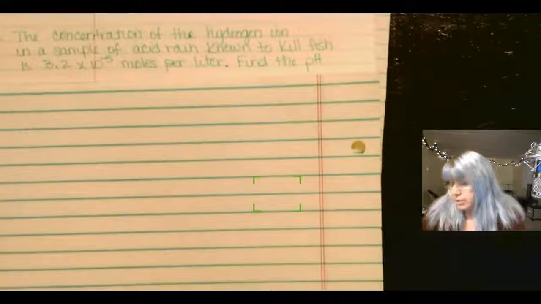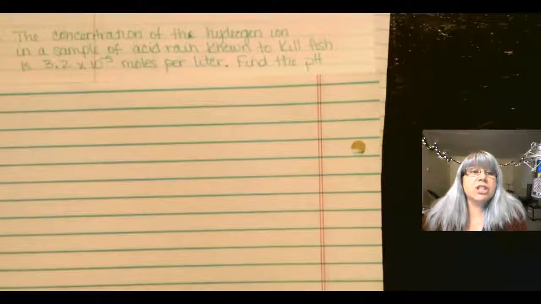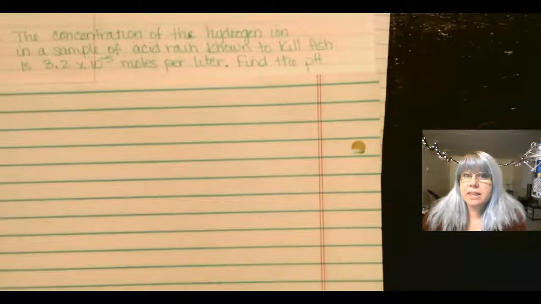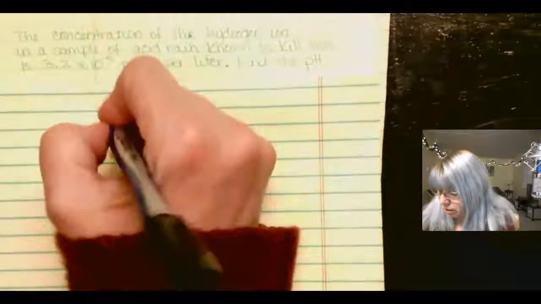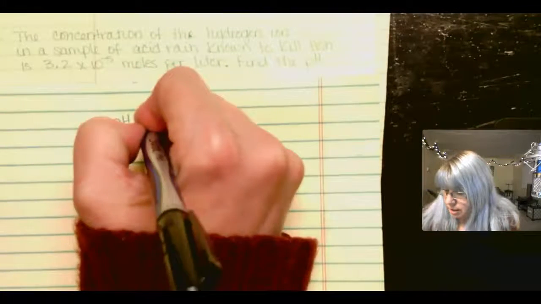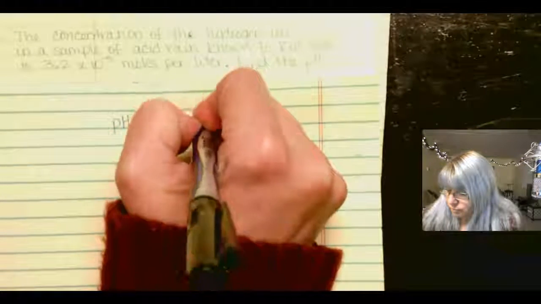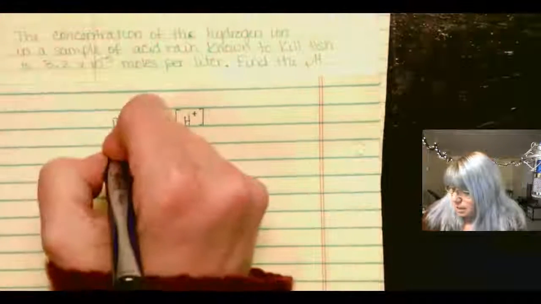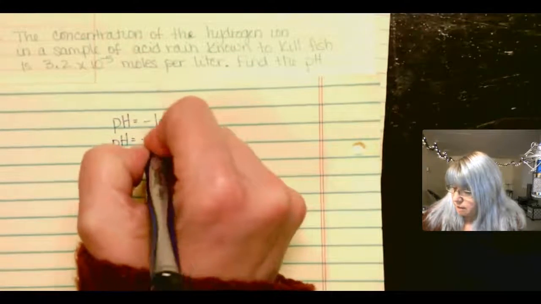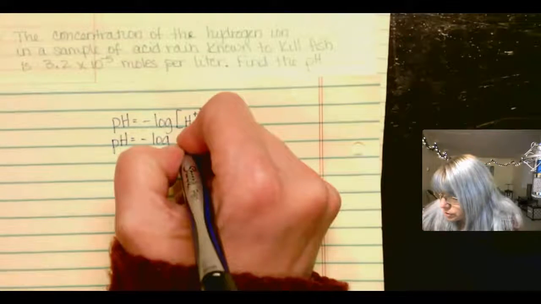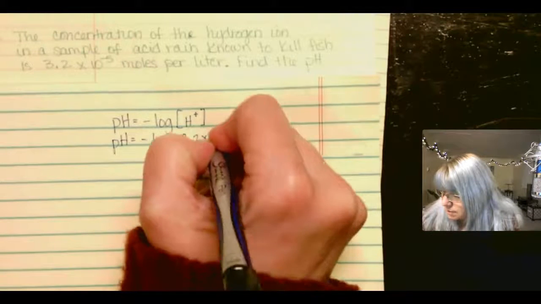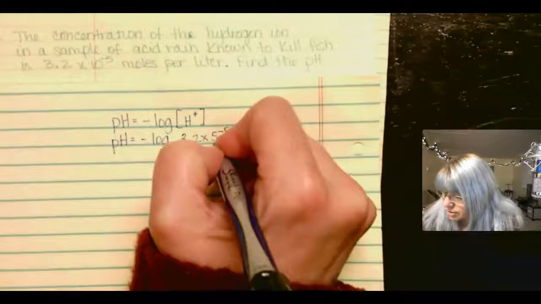All right, so let's try another example here. The concentration of hydrogen ion in a sample of acid rain known to kill fish is 3.2 times 10 to the negative 5 moles per liter. Let's find the pH. All right, so we are looking for the pH. Here's our equation. So our pH will equal negative log of 3.2 times 10 to the negative 5. Oh, sorry, 10 to the negative 5. I don't know what I was thinking there.